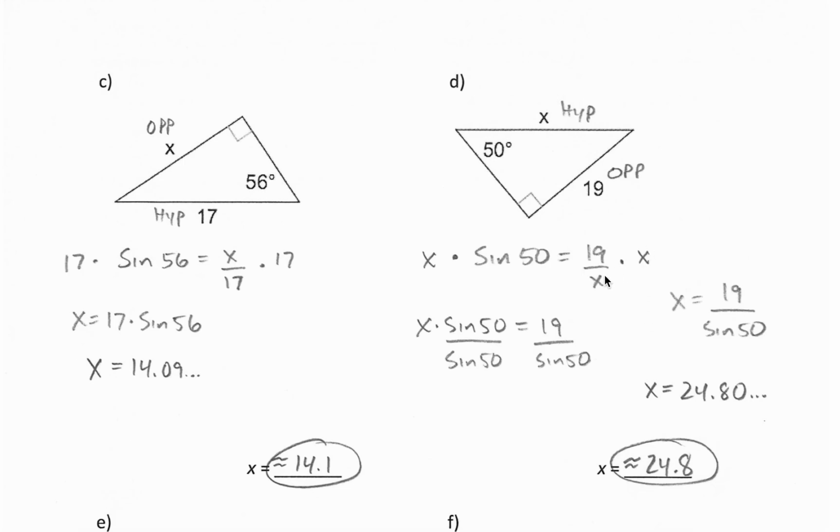We want to get that x out of the denominator position, so we'll multiply both sides by x, canceling it on the right side, but now creating a product here on the left side. We'll undo that multiplication by dividing by our sine of 50 to get x by itself, and so that turns into 19 divided by the sine of 50. Using your calculator, typing that in, it should tell you it's about 24.8.